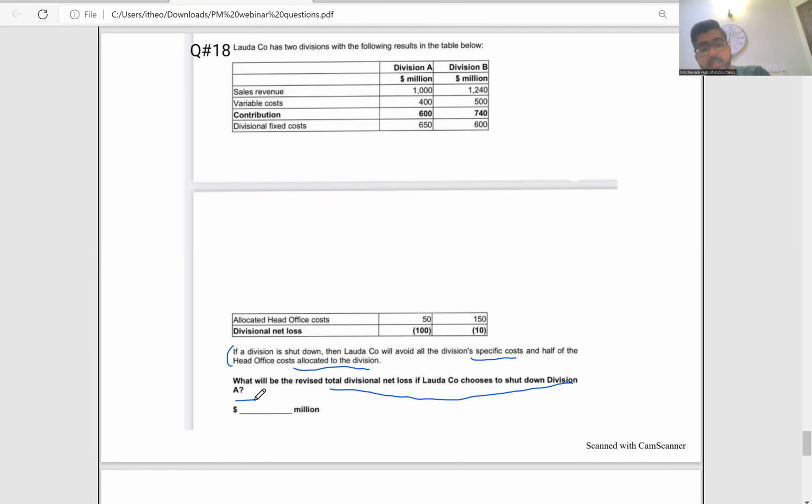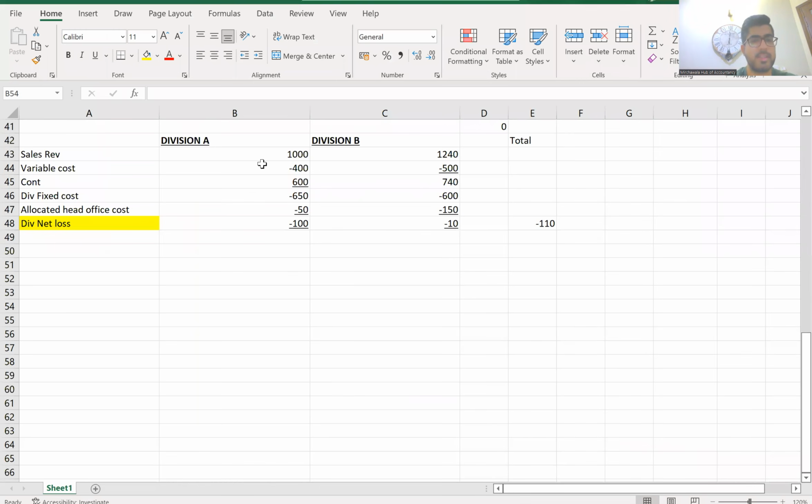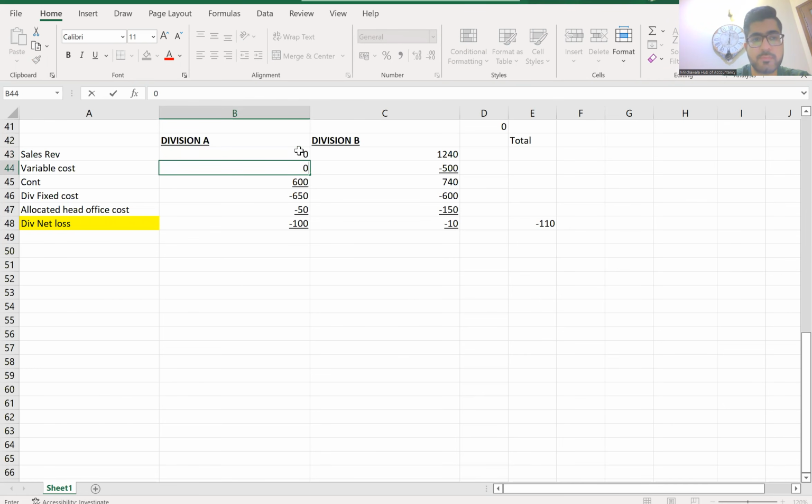Now, what happens when a division gets shut down? All specific costs are avoided and half of allocated costs are avoided. So what will be the revised total divisional net loss? Very easy. This is the picture of division A and division B. 100 loss, 10 loss. So total loss is 110. What will be the revised loss if the division is shut down? Now, please pay attention. It's a very easy question. If the division is shut down, how much revenue will you get? 0. Okay. Because no division, no revenues. How much variable cost will you get? 0. No division, no variable cost.